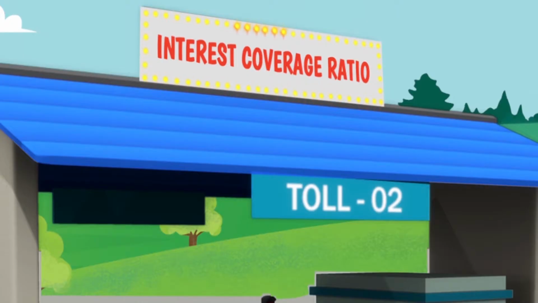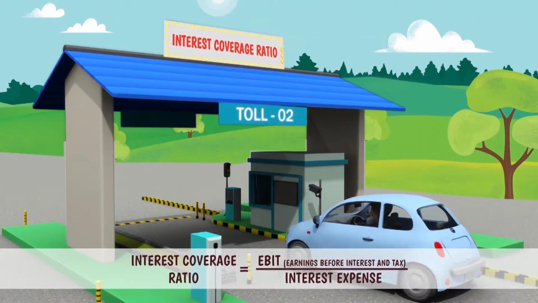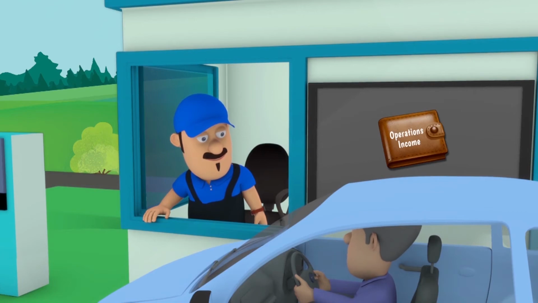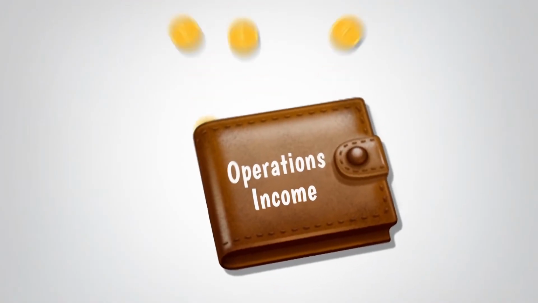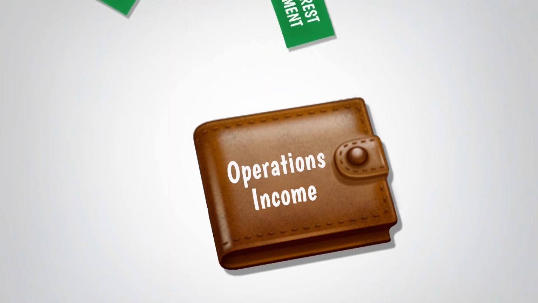The second ratio to check is interest coverage ratio. This ratio determines if the company can afford its interest payments solely from its operations income. It also gives a clear picture of the company's solvency.